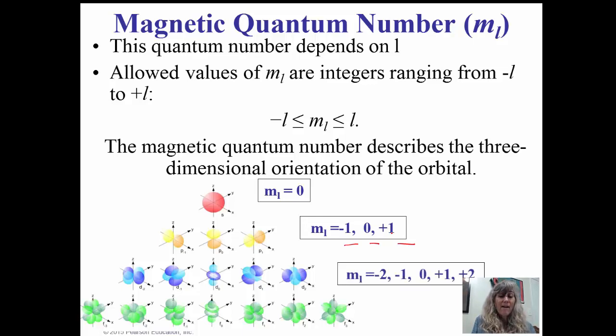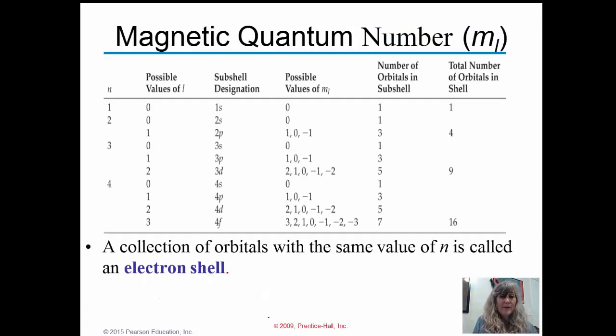Right? There are 5. And so our m sub l, our magnetic quantum number, is going to range from -2 to +2. These are the 5 orbitals. And then, of course, the f has 7 orbitals. So they're going to range -3, -2, -1, 0, 1, 2, 3. The range of all the orbitals.